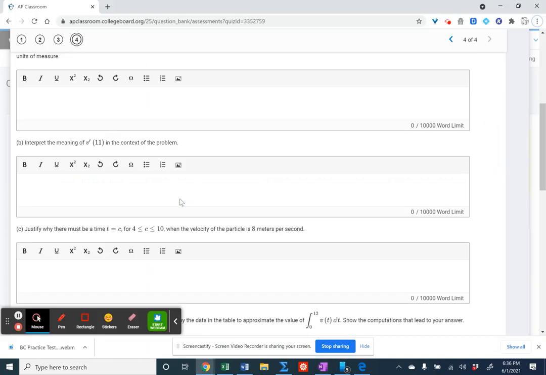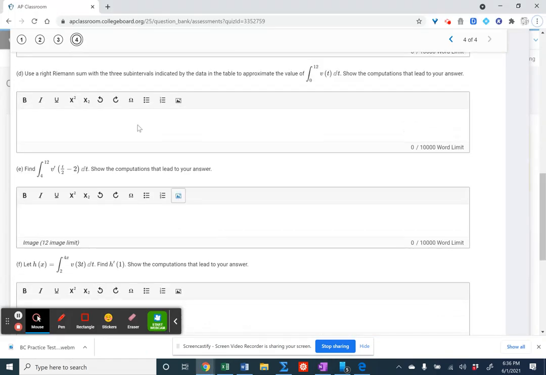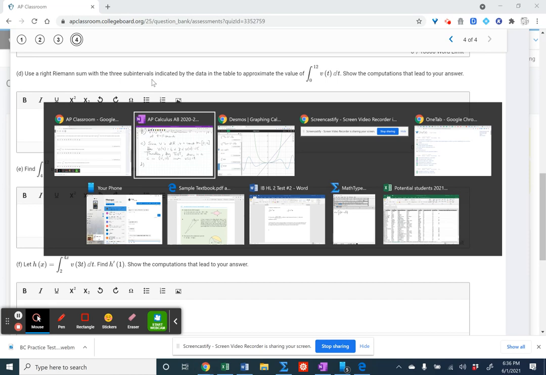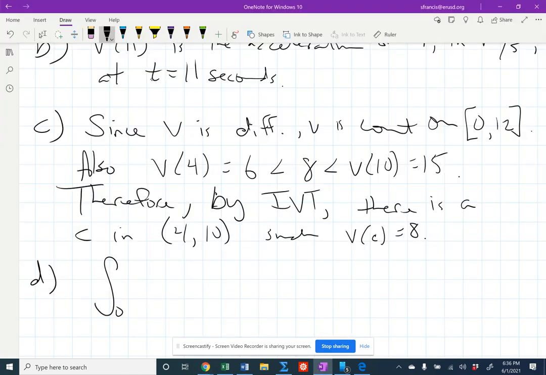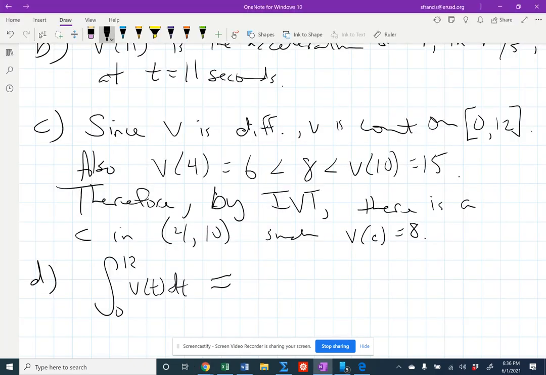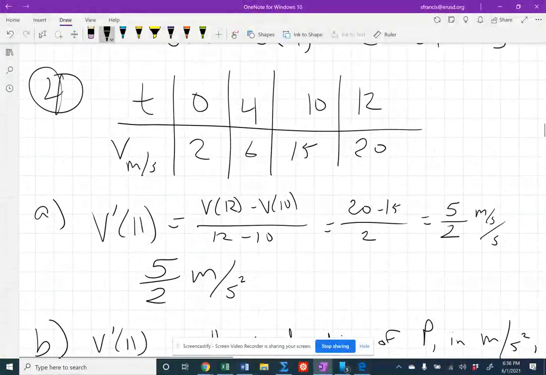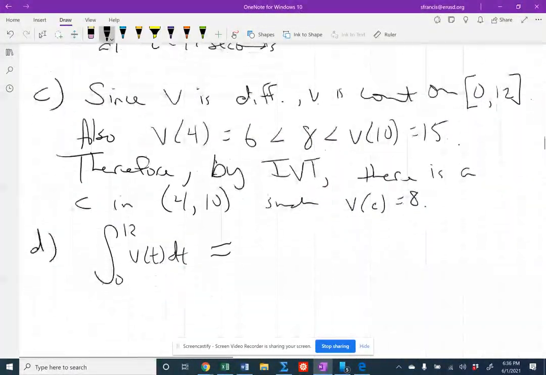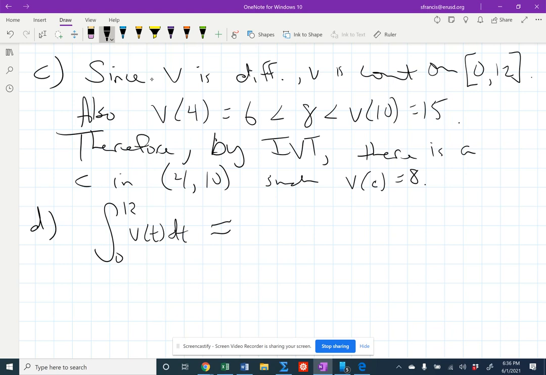D, use a right Riemann sum with 3 subintervals, and given the table, approximate the integral from 0 to 12 of v of t. Remember which Riemann sum we're supposed to be using: right Riemann sum. So if we go to the table, the first interval is from 0 to 4, so 4 minus 0 if you want to show some work.